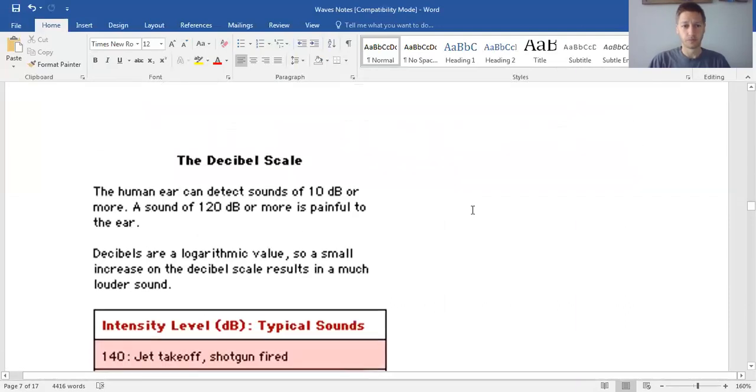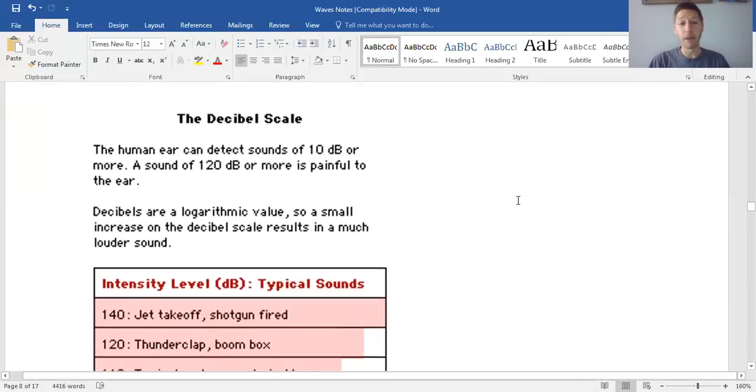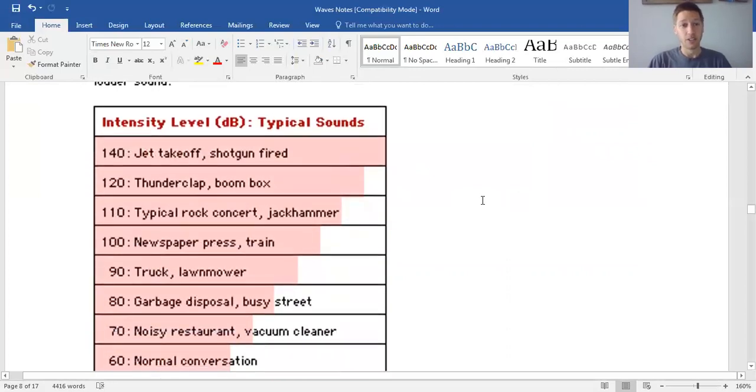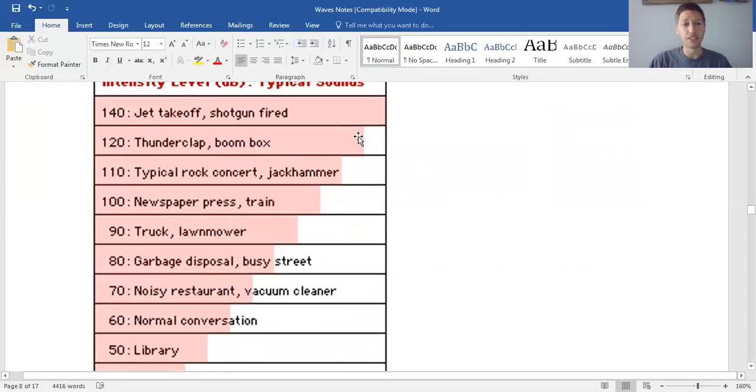So again, the decibel scale is a power of 10 scale. That means every 10 decibels is 10 times louder. So here are just some examples. We should remember that these things are powers of 10 difference. So if we compare 140 to 120, this is not just 20 times louder, it's 2 10s. So it's 10 times 10, 140 versus 120, it's 100 times louder.